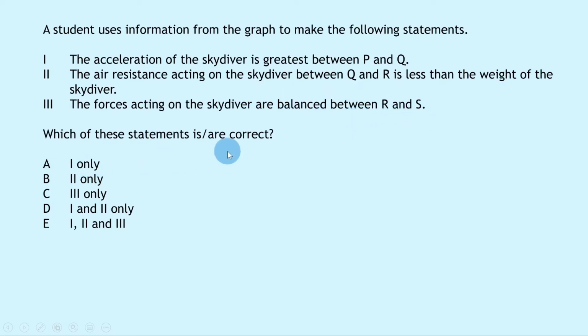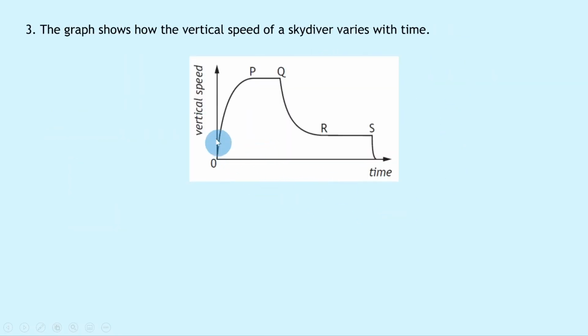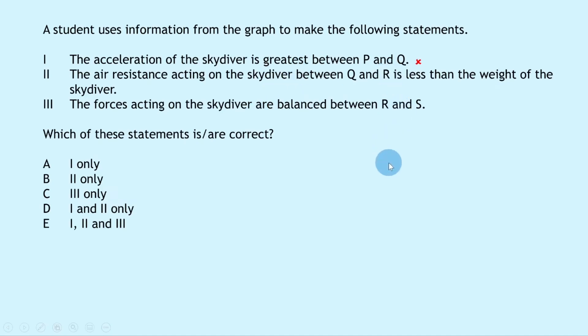Which of these statements is or are correct? Well, let's go through each statement in turn and decide which ones are true and which ones are false. So statement 1, the acceleration of the skydiver is greatest between P and Q. Well, looking back at our picture, the vertical speed actually levels off between P and Q, which is our first terminal velocity. So the acceleration is not going to be greatest at that point because that's when the vertical forces on the skydiver are balanced, and therefore the vertical speed has become constant. So the acceleration would actually be 0 at that point. So therefore we can say that the first statement is false.